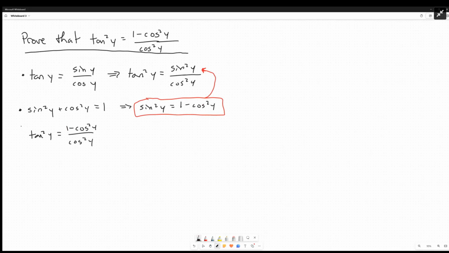So again, with problems like this, it's best to write down definitions of trig functions: tangent is sine over cosine, cotangent is cosine over sine, secant is 1 over cosine, stuff like that. Write down your definitions, and then you probably use this trig identity. It's super important and it's used all the time.